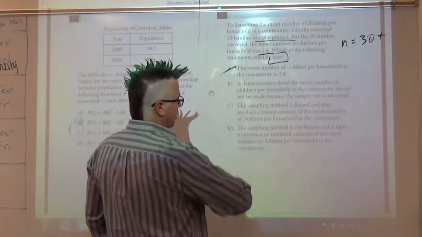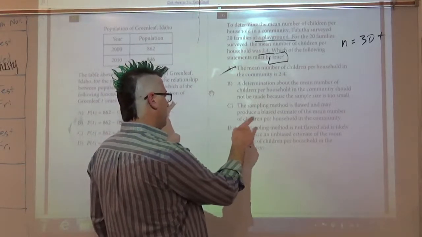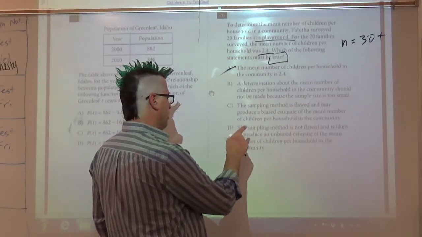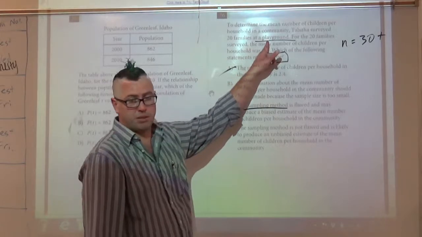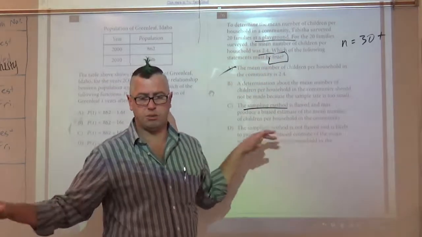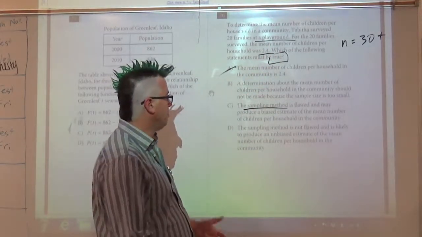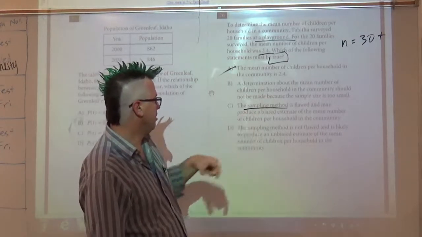C. The sampling method is flawed and may produce a biased estimate of the mean number of children per household in the community. Sampling method means I just picked people at the playground. I didn't go knock on doors in the community. I didn't randomly select people. So far I'm liking this answer.